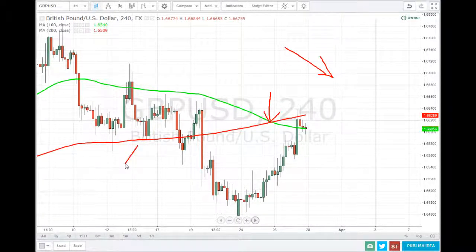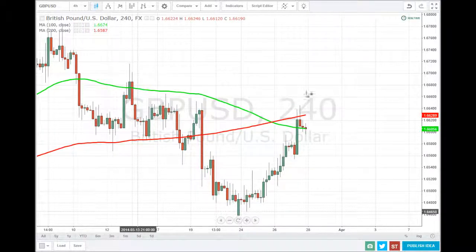We've also broken this dynamic support. The moving average acted as support here and here. It was broken, price has come back up, and this moving average is now resistance. We have a pin bar, price has been rejected. So right before our eyes on a 4-hour chart, the pound against the dollar, we are getting signals of a downtrend.